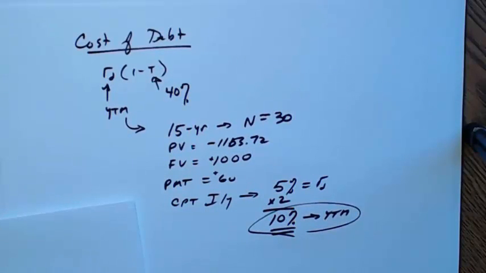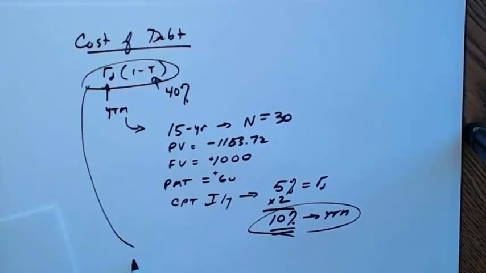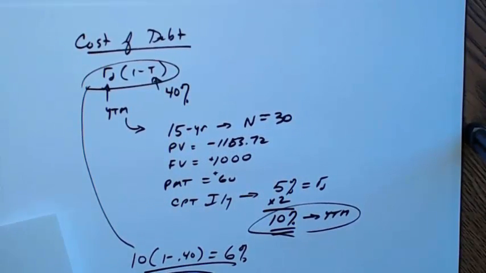So therefore, our after-tax cost of debt is going to be, plug in the numbers here, 10 times 1 minus 0.40, which is 6%. It's going to cost us 6% to issue bonds. Okay. So that component's finished.